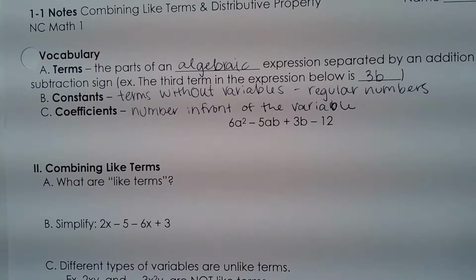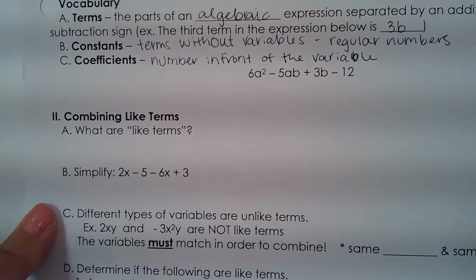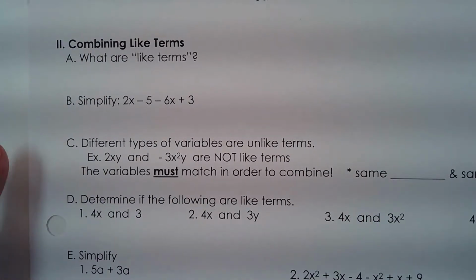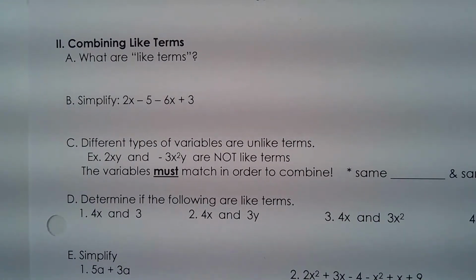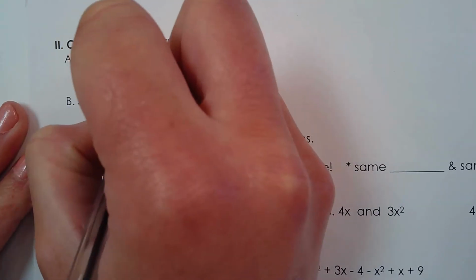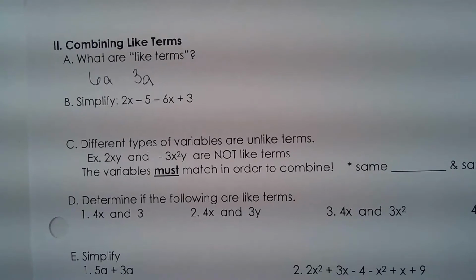Cool beans. So, the next section we're talking about is combining like terms. Can you give me some examples of like terms? Does anybody know what those are? Or can you think of something? So, if we had like 6a and 3a, now, why do we think those are like terms?